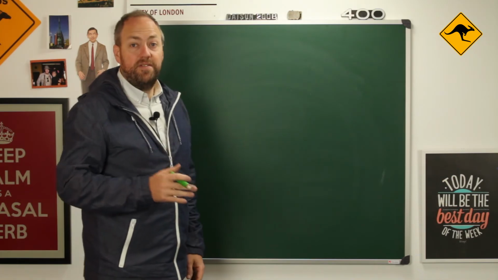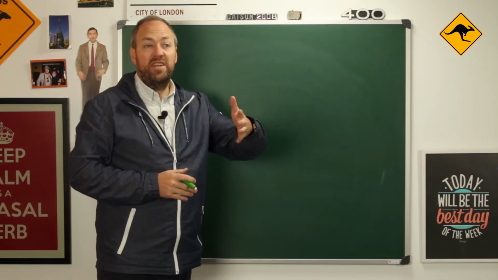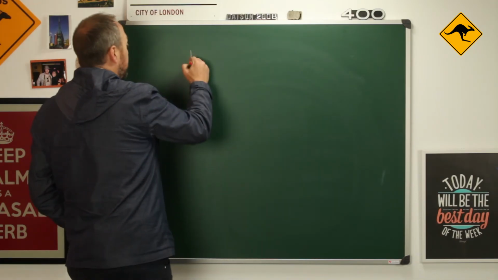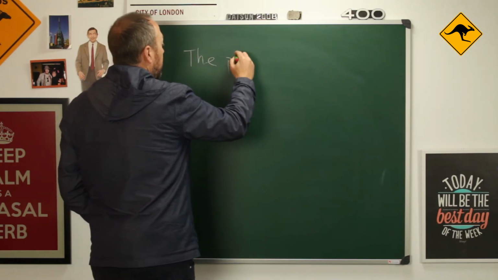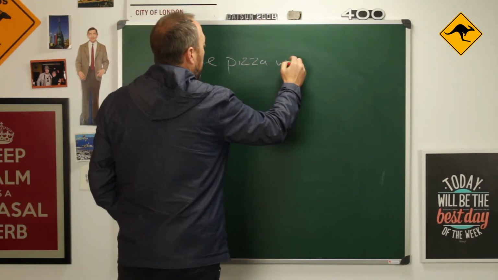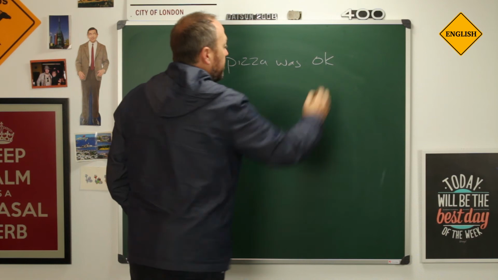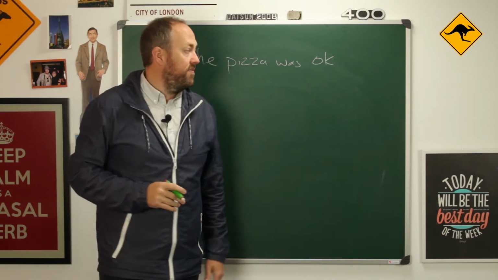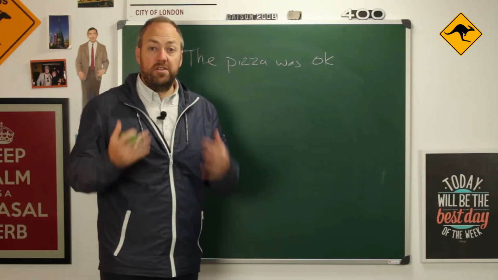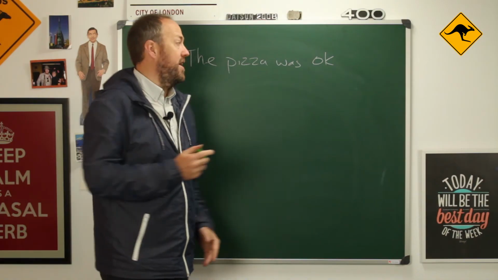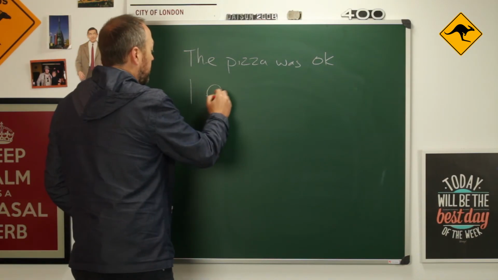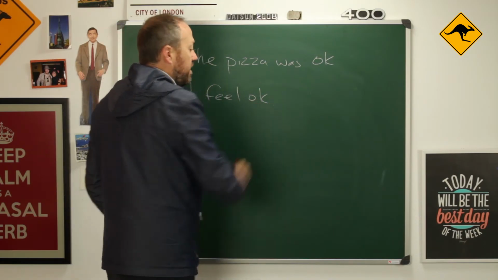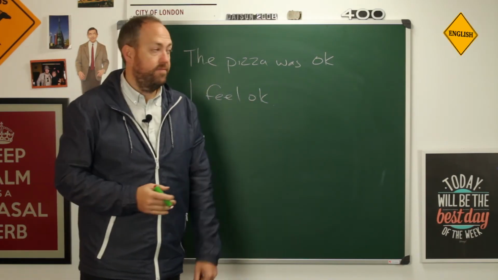So the first adjective is to mean that something is not good, not bad. For example, the pizza was okay. Not good, not bad. It was okay. Also, we can use it to talk about our physical or mental health. For example, I feel okay, which means I feel good.